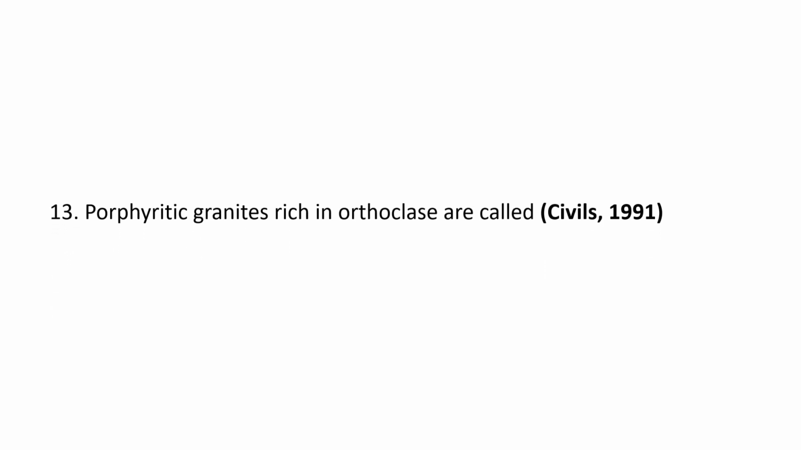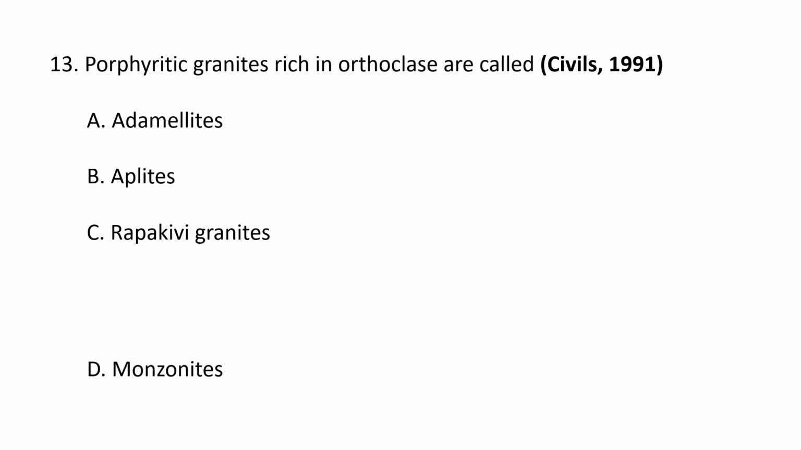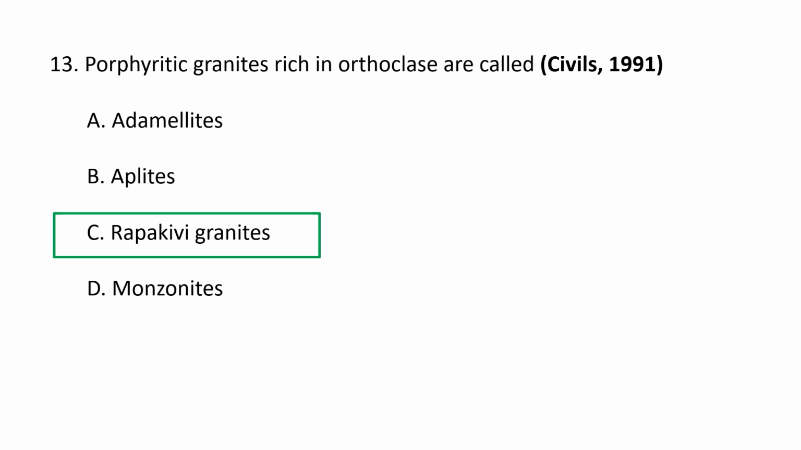Next question. Porphyritic granites rich in orthoclase are called: A. Adamellites, B. Aplites, C. Rapakivi granites and D. Monzonites. So porphyritic granites rich in orthoclase are called Rapakivi granites.